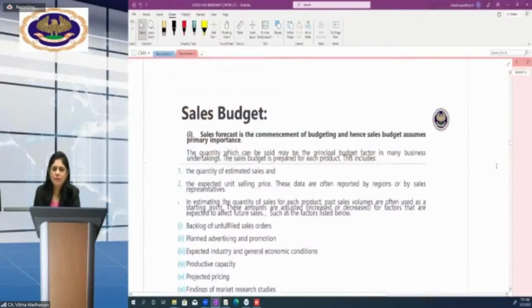Yesterday we discussed what is budget, what is budgeting, what is budgetary control, what is a budget manual, and the different types of budget depending upon capacity, depending upon functions, or on the basis of term, long term, medium term or short term, and what is the master budget. Today we'll take it forward.